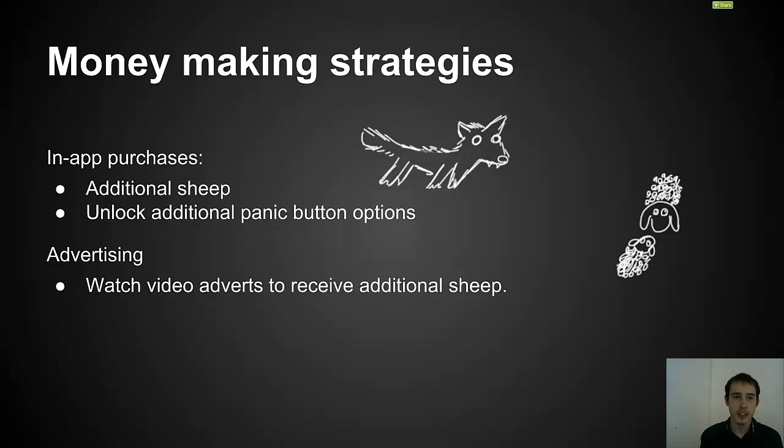For money-making strategies, I have opted for a free-to-play game where the player has the option to buy additional sheep to release in the world to stay alive for longer, have an accelerated unlock rate for different ways of surviving the world with the panic option buttons, as well as gaining additional sheep for free by watching an advert. And this is all optional to the player. They can choose whichever they wish to.